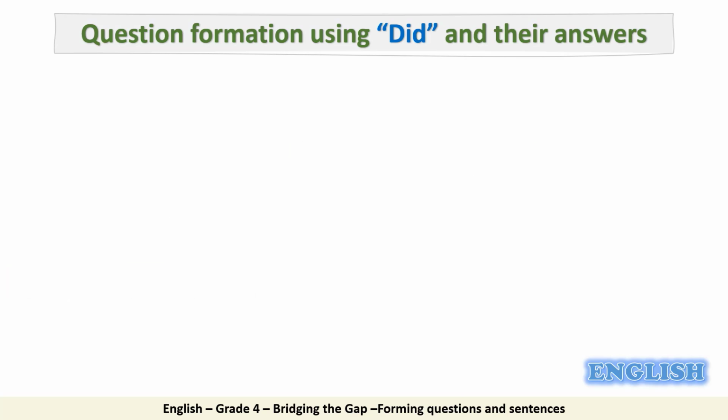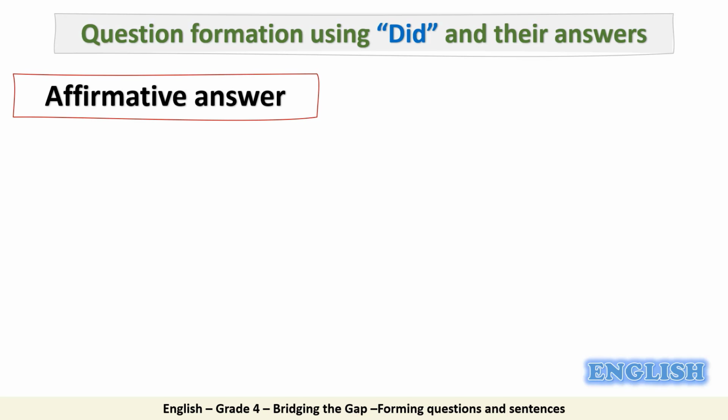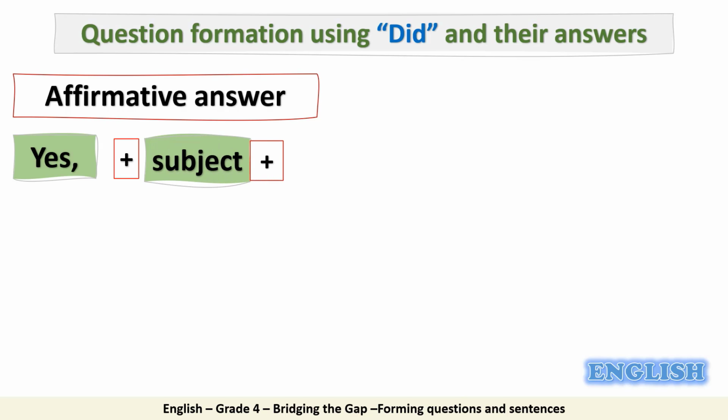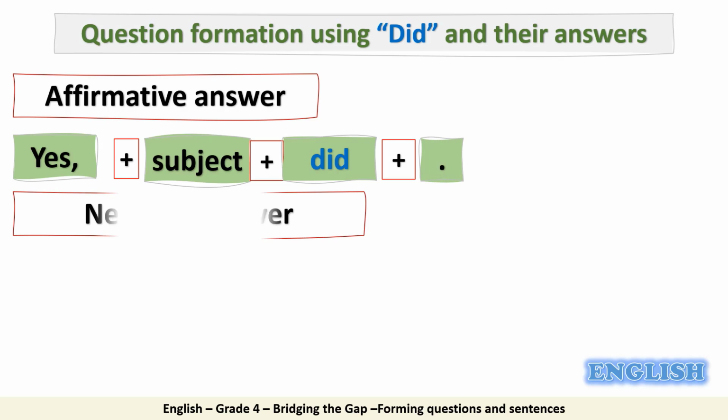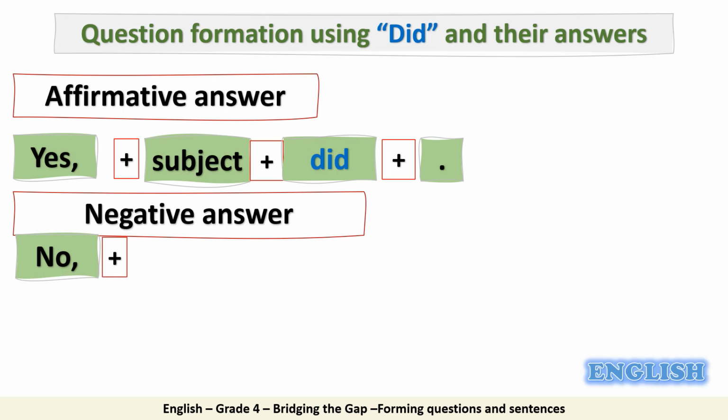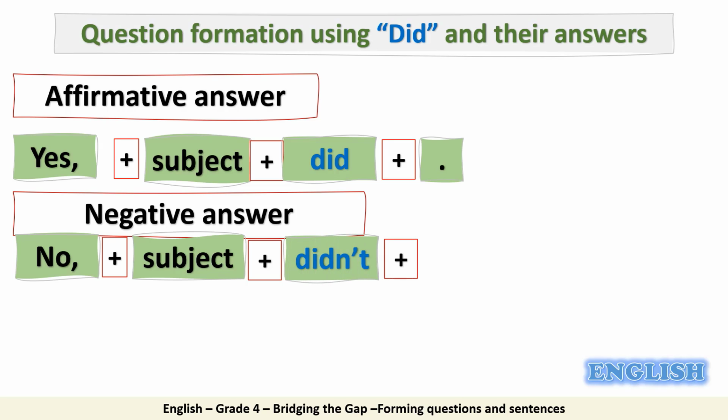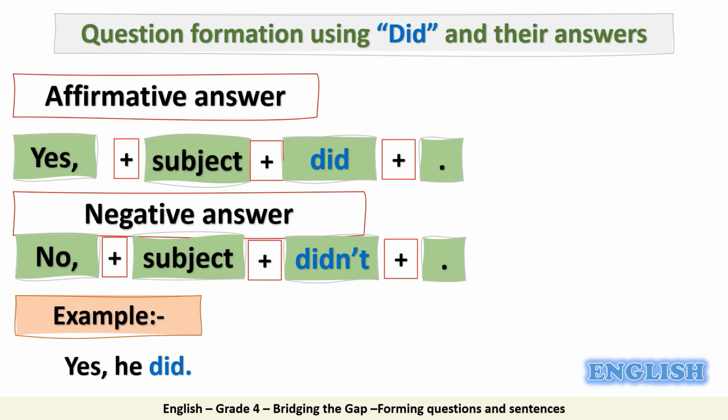To create the answer, we have two ways. You can use the affirmative answer that starts with yes, followed by the subject, then we add did, and full stop at the end. Or we can say the negative answer starts with no, followed by the subject, then we add did not, and full stop at the end. For example, yes, he did, or we can say no, he didn't.